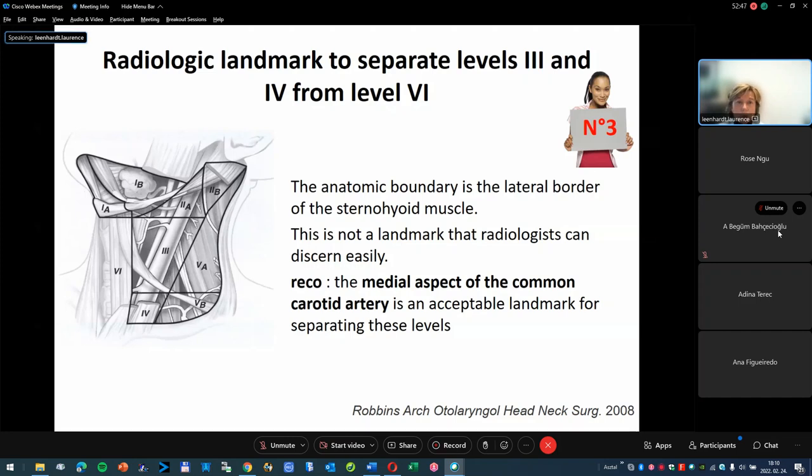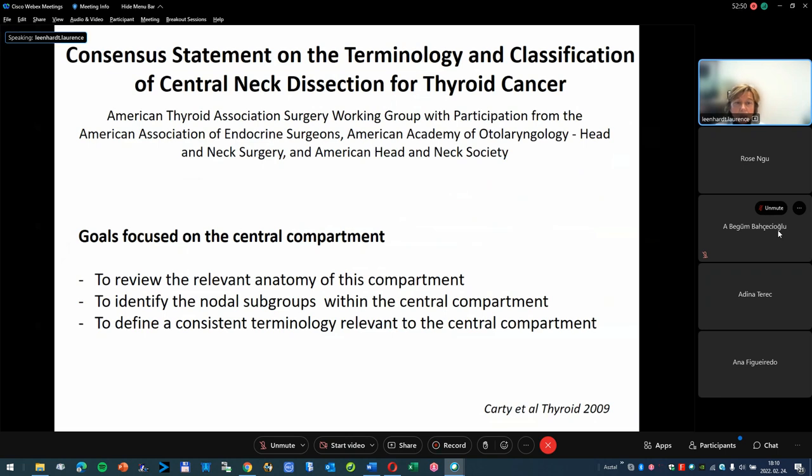Then in the next consensus from Carty, it was done with different societies: the American Thyroid Association, and of course surgeons and otolaryngology head and neck surgery. The goals of this consensus focused on the central compartment, very important for the surgeon. The goals were to review the relevant anatomy of this compartment, to identify the nodal subgroups within the central compartment that are frequently involved in thyroid cancer, and to define a consistent terminology relevant to the central compartment.